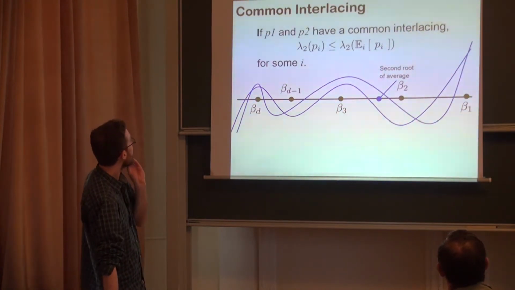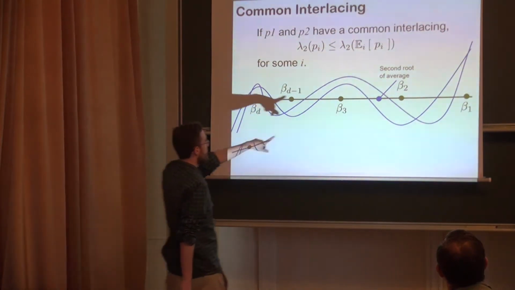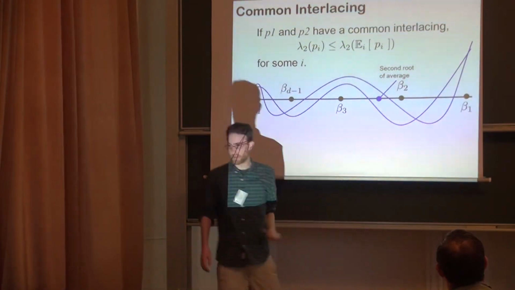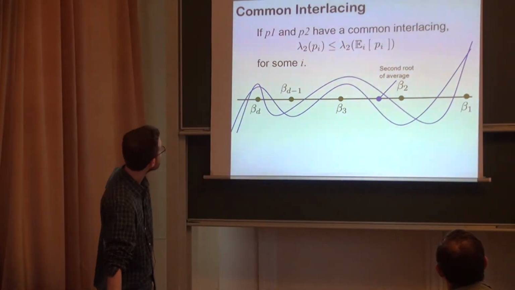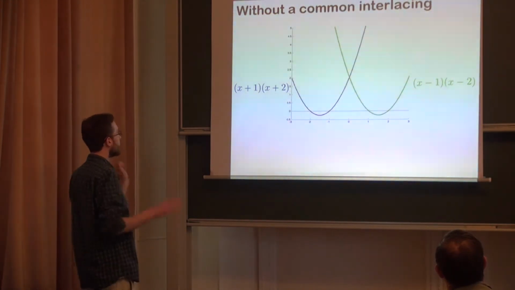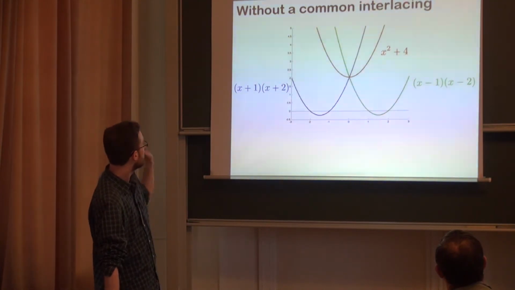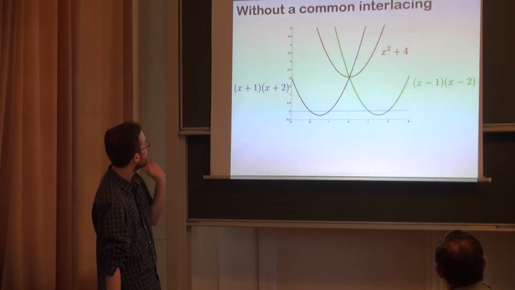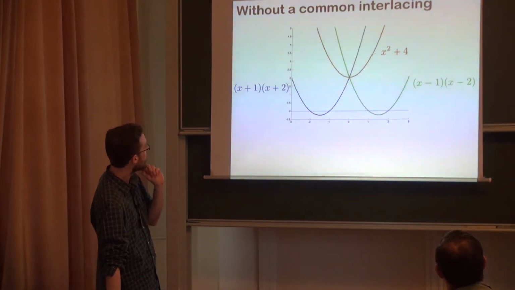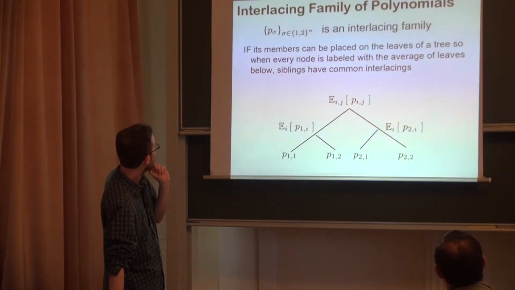And as I mentioned yesterday, if P1 and P2 have a common interlacing, then one of them has a larger second root than the expected one, and at least one of them has a smaller one. And if you don't have a common interlacing, everything goes awry. You can get things without real roots. You can get things where the real roots are way off to the side. Everything goes wrong.